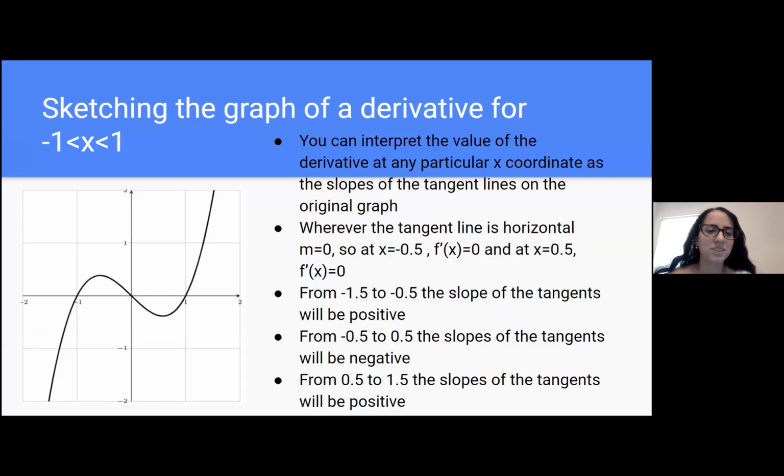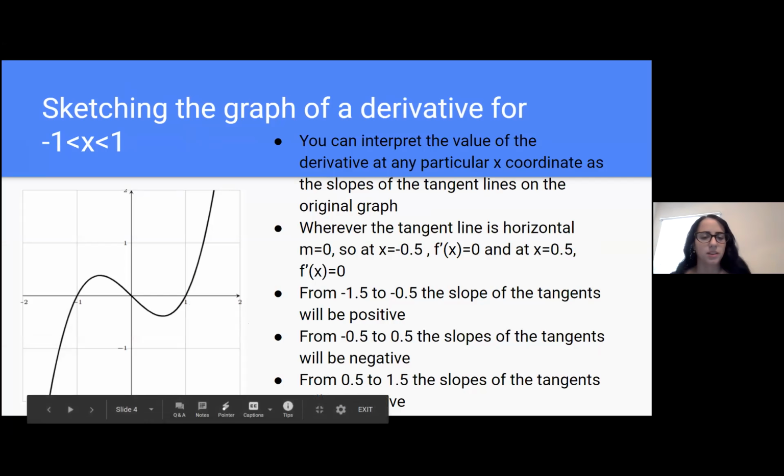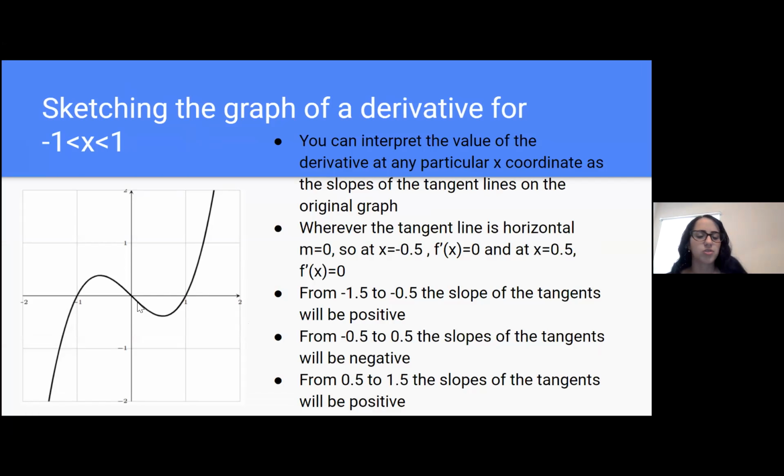Now we're going to be sketching the graph of a derivative for the range between -1 and 1. The first thing we can notice is that you can interpret the value of the derivative at any particular x-coordinate as the slopes of the tangent lines on the original graph, as Oscar was just saying. So the easiest ones are when the slopes are 0, because our line will be flat. Whenever the tangent line is horizontal, the slope of the tangent line will be 0.